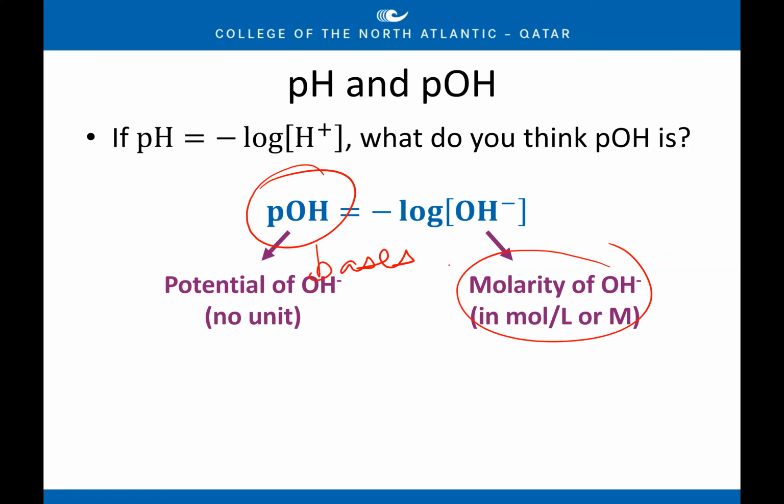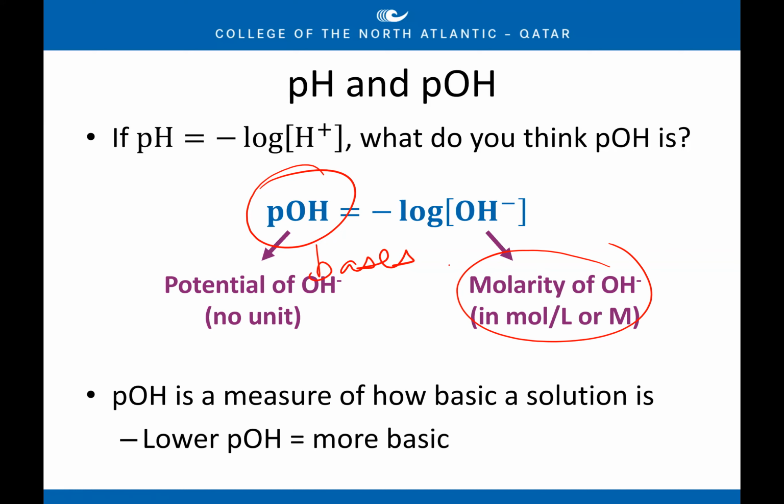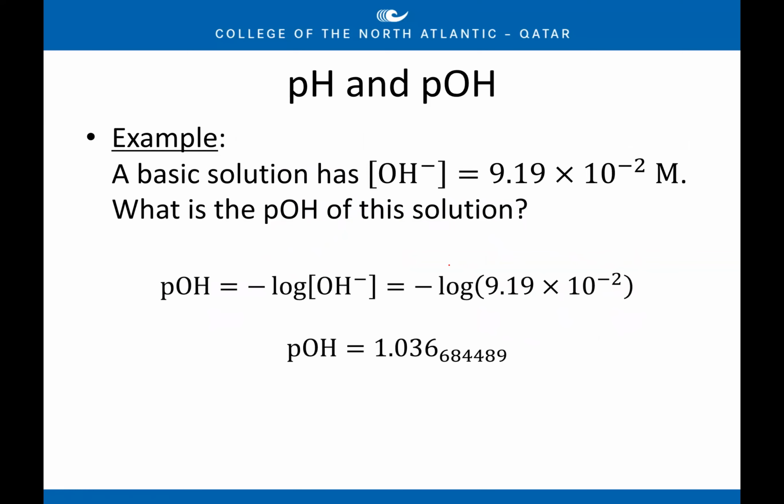Mathematically, it gets a little confusing as to why pOH doesn't have units. It has to do with logarithms and what happens to the units. Don't worry about it. Just remember that pH and pOH have no units. Okay, so let's look at this example.